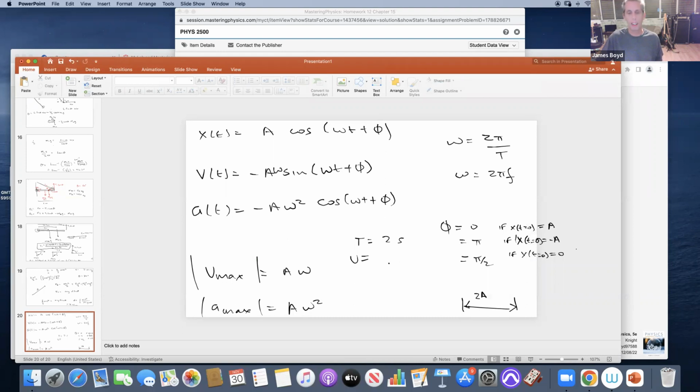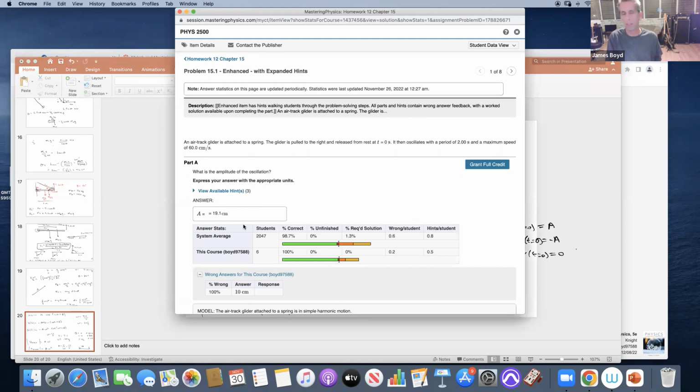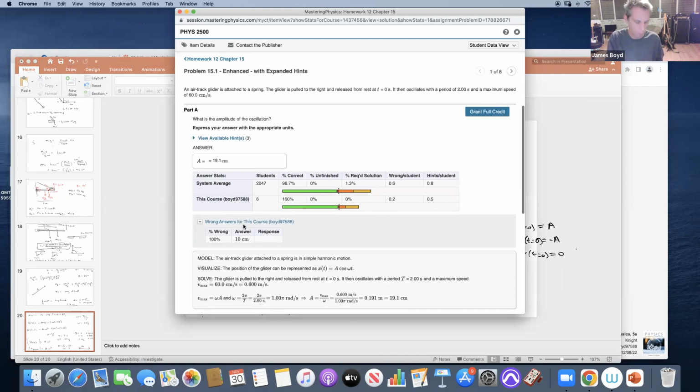B is 60 centimeters per second, or 0.60 meters per second. We need to find A, but we need omega. So A is V over omega, and V is 0.60. Remember that omega is 2 pi over T, but T is 2 seconds, so omega is pi. And that gives us 0.60 divided by pi, which is 0.19 meters. Put it in centimeters, it's 19.1.